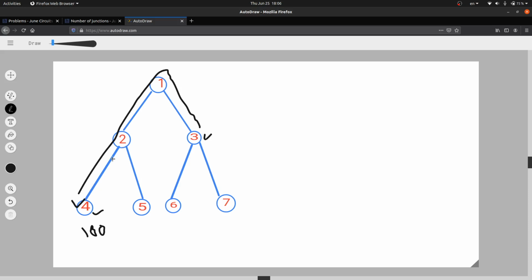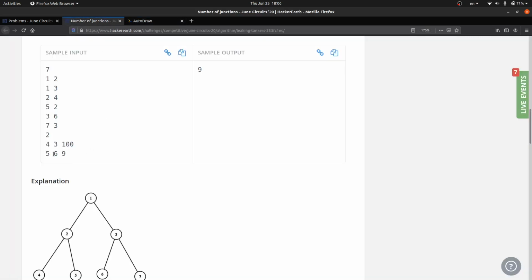At this edge it will spill oil of 1. At this it will spill oil of 2. At this edge it will spill oil of 3. So total oil spilled will be the sum, 1 plus 2 plus 3, that is 6. So the tanker will be left with 94 liters of oil. And second thing, a tanker cannot spill more oil than it contains, which we will see in this case.